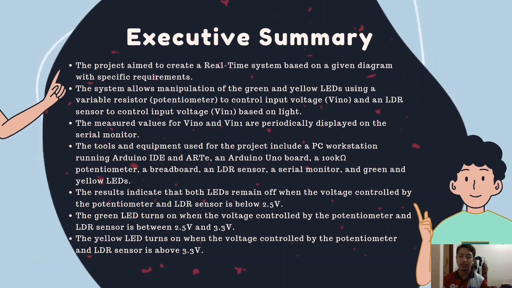The results indicate that both LEDs remain off when the voltage controlled by the potentiometer and LDR sensor is below 2.5 volts. The green LED turns on when the voltage controlled by the potentiometer and LDR sensor is between 2.5 volts and 3.3 volts. The yellow LED turns on when the voltage controlled by the potentiometer and LDR sensor is above 3.3 volts.